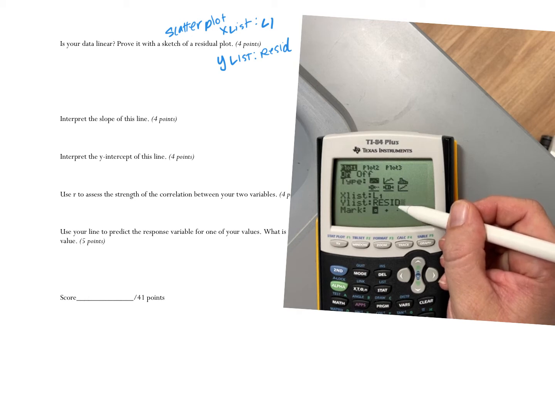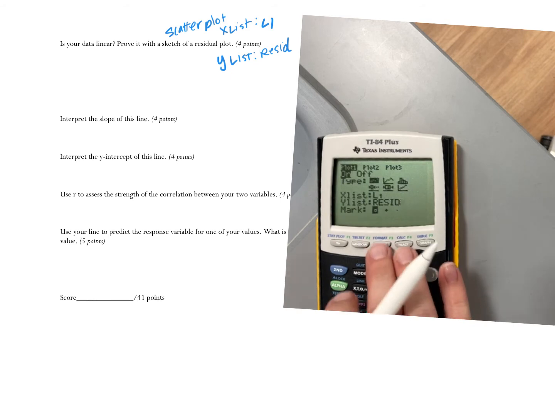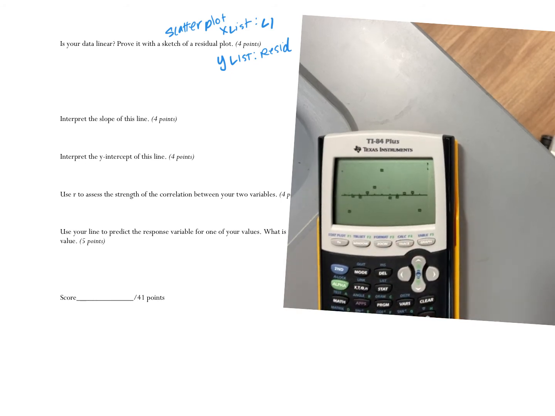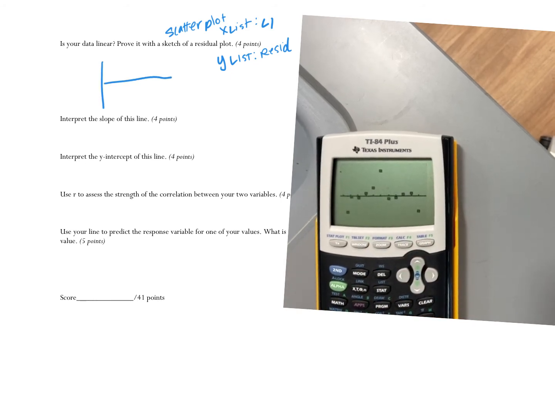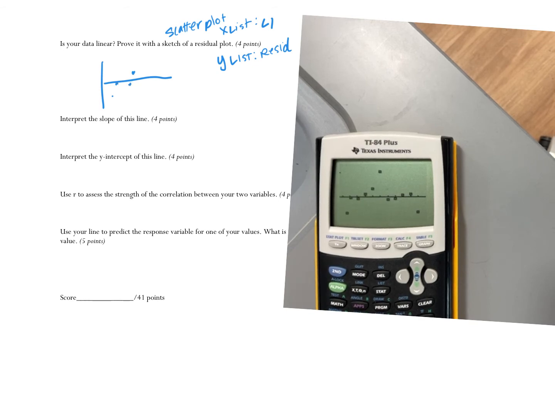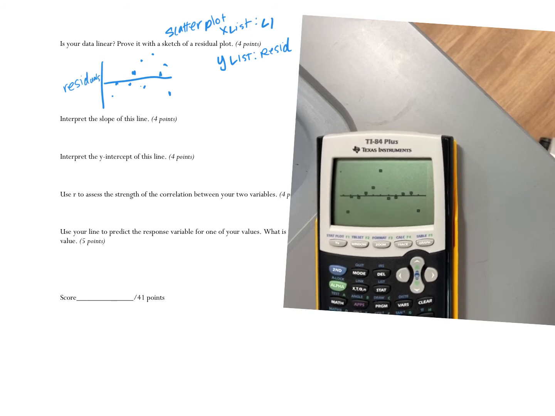Is everybody with me? And then to make sure the graph fits the screen, I'm going to hit zoom 9. And we're just going to sketch that graph off your calculator. It does not need to be perfect. These are the residuals. These are the ages.